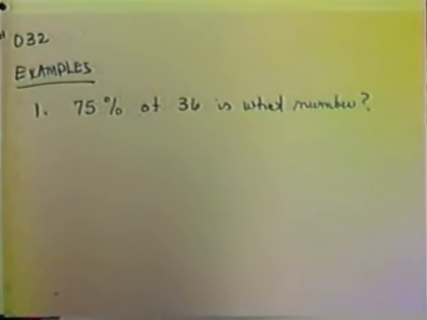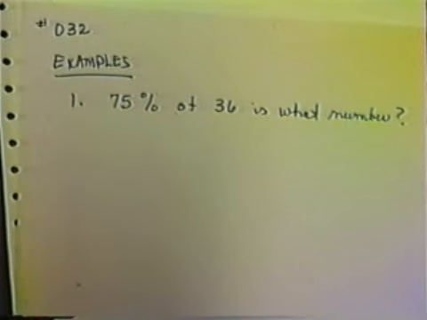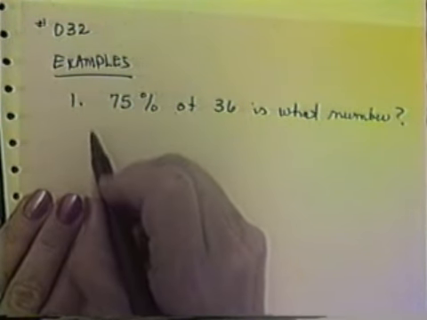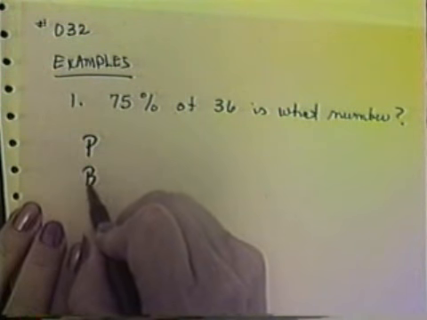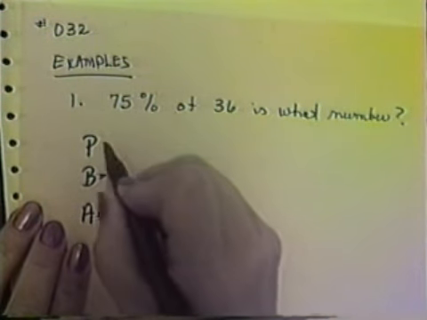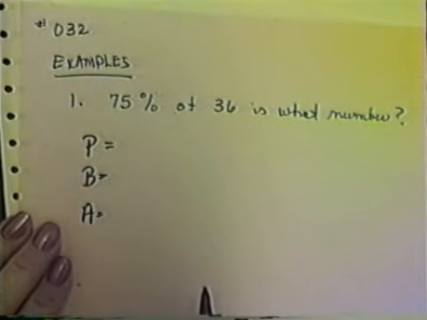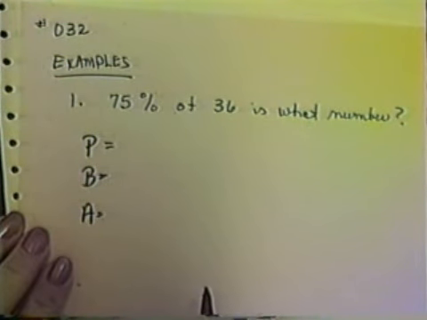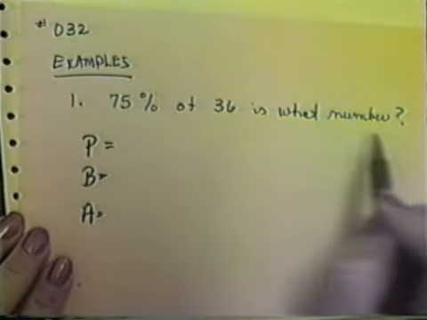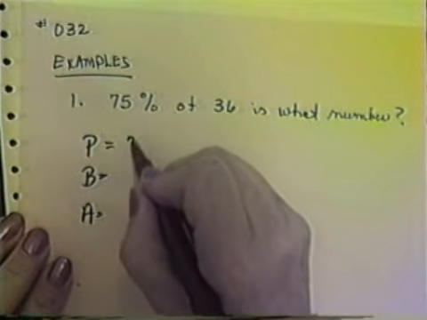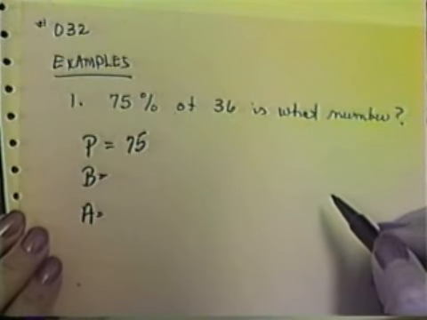Okay, first example we want to look at is 75% of 36 is what number? I want to find the number that 75% of 36 is. So what I need to do is identify my percent, my base, and my amount, and that's what we just worked with. In this one, the percent is going to be 75. That's right, 75 is going to be our percent.